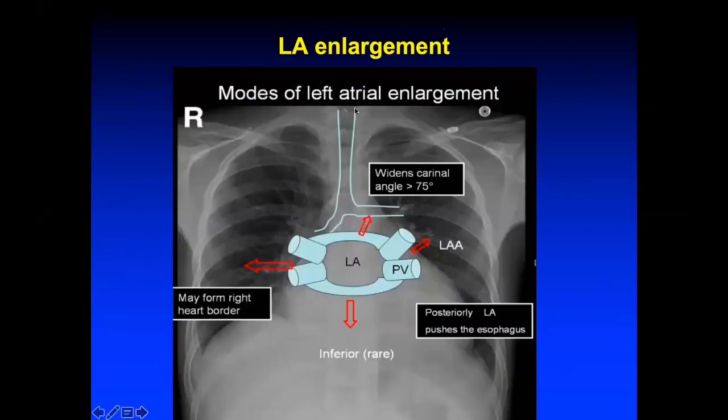So here are the modes of left atrial enlargement. If it enlarges upwards, to the left and superiorly, it will elevate the left main bronchus, widen the carinal angle, and make it more than 75 degrees. If it enlarges towards the right side, it will form the right heart border. Inferiorly, it doesn't. If it goes posteriorly, it will push the esophagus, because behind the LA lie the descending aorta and the esophagus. So it will compress the esophagus, and the patient may report with dysphagia.